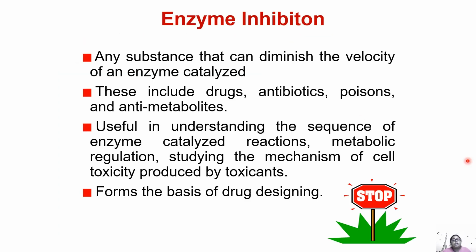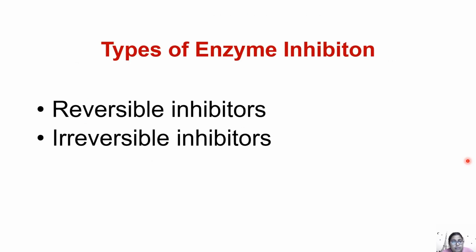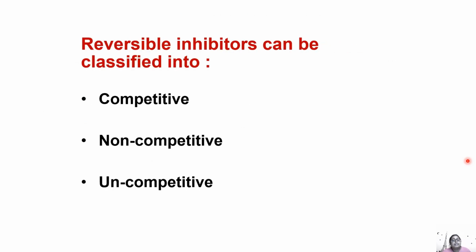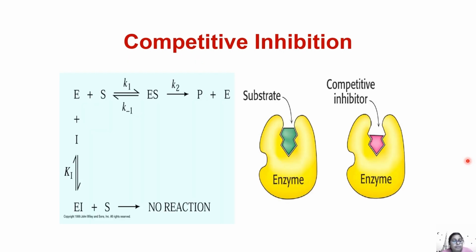We have talked about enzyme inhibition as well. Types of enzyme inhibition can be reversible or irreversible. Reversible inhibitors can be competitive, non-competitive, or uncompetitive. Competitive we have already talked about. The substrate will attach and the inhibitor also attaches in the same place, so it will basically compete with the substrate for attaching to the enzyme.